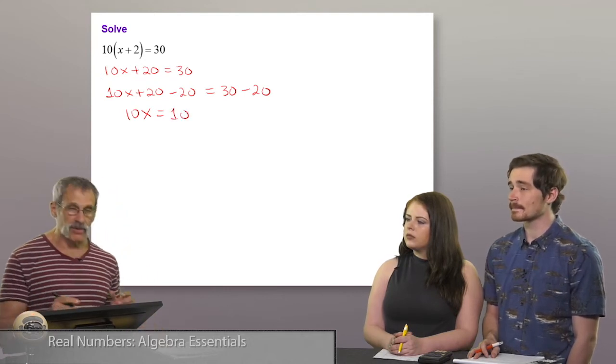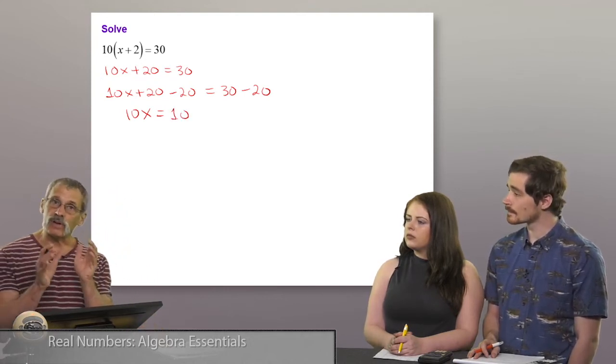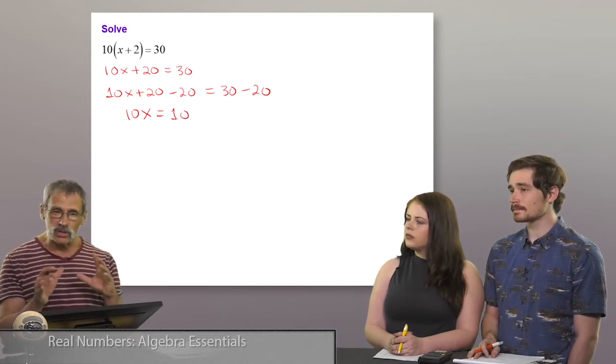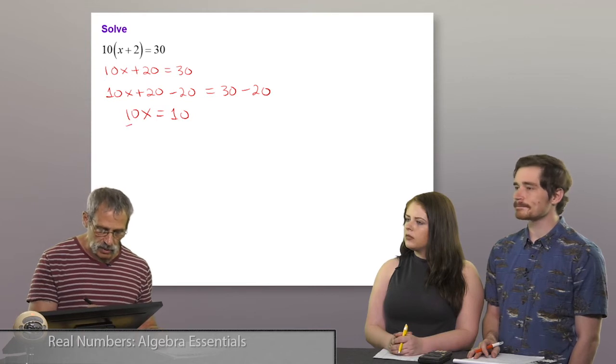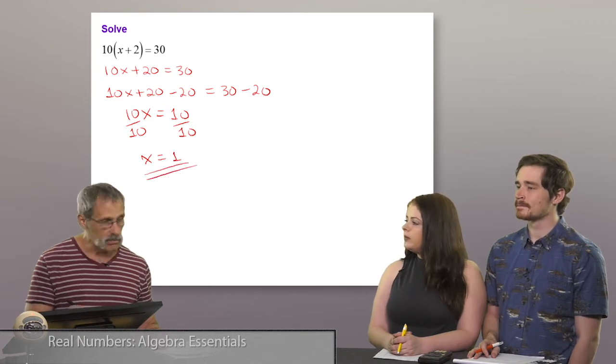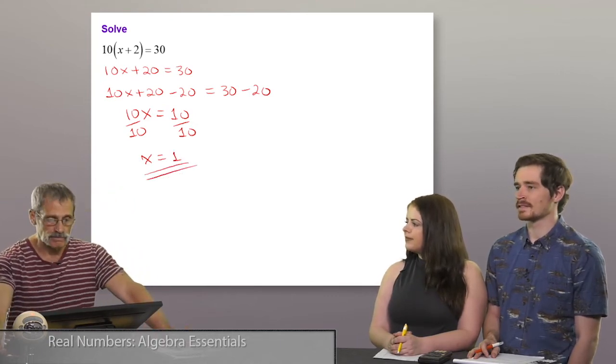And my last step is to take the 10 that's in front of the x and move it to the other side, is what we kind of say colloquially. But what you're going to do is divide both sides of the equation by what? By 10. We find that x is equal to? 1. Beautiful job. Thank you.